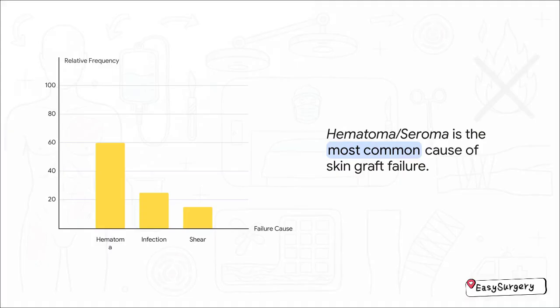Unfortunately, grafts don't always take. If you look at the causes of graft failure, hematoma and seroma are the absolute most common culprits. Why is that? Well, a collection of blood or fluid physically lifts the graft right off of the wound bed. If it's lifted up, that delicate imbibition and inosculation process we just talked about can't happen. Other causes include infection, shear forces, like if the patient moves too much, and a poor vascular bed, like trying to graft over bare bone or tendon.